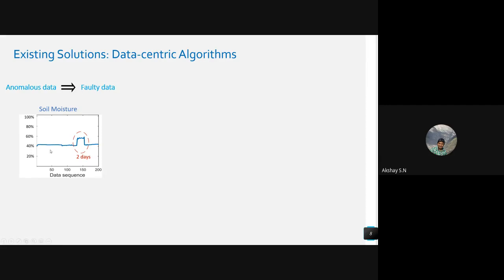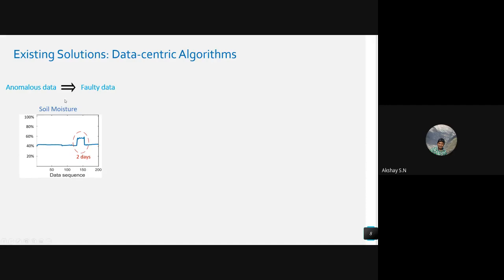So here is an example. The x-axis is time, the y-axis is soil moisture in percentage. As you can see, the soil moisture sensor is giving very constant values for several days, and then there is this region highlighted in red, which shows that for 2 days the soil moisture values are very high, and then it comes back to normal. Now, what a data-centric algorithm does is identify that there is some anomaly here, and then say that this anomaly is faulty data. That's what data-centric algorithms can do. They can analyze the previous data and then say, is this data diverging from the previous data?